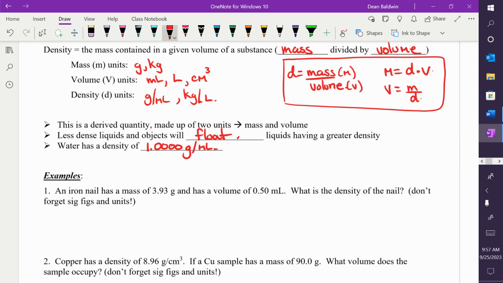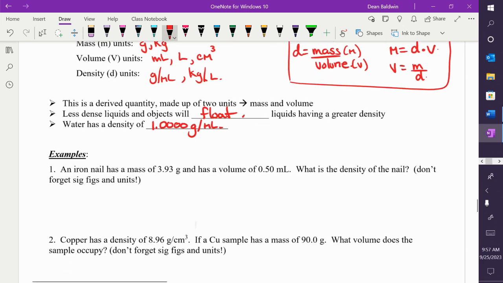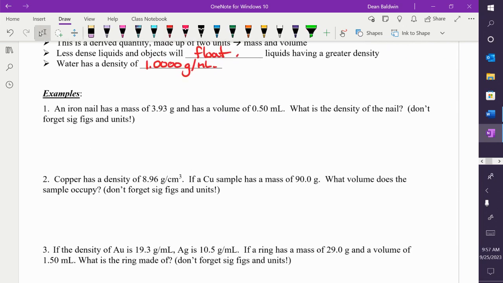All right. So the basic calculations. An iron nail has a mass of 3.93 grams and a volume of 0.5 mils. What is the density of the nail? As soon as you see that they're asking for density, just write out the formula. Density is mass over volume.